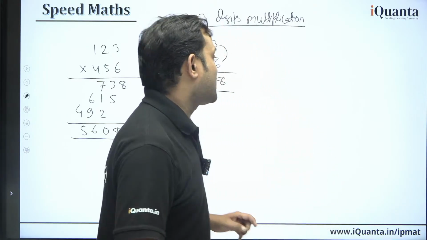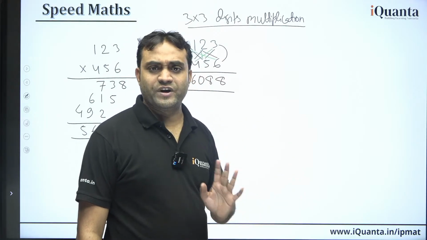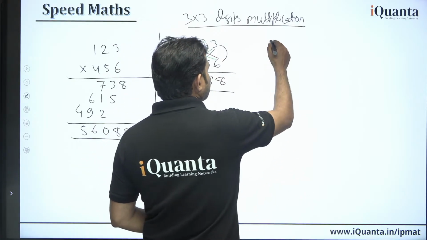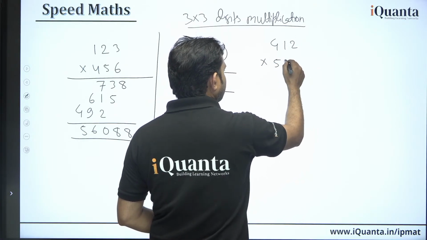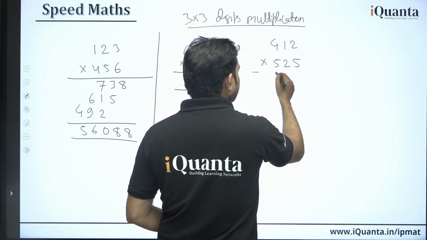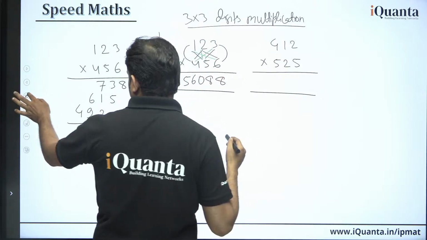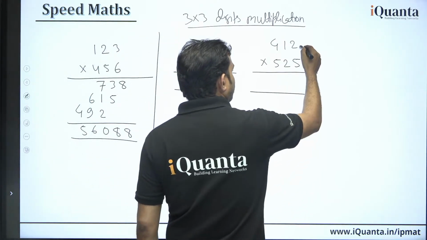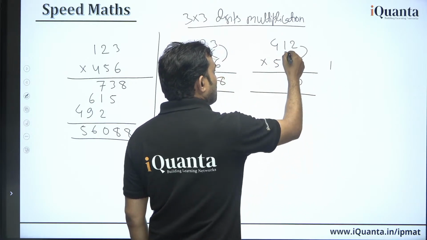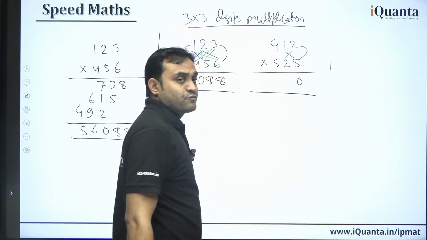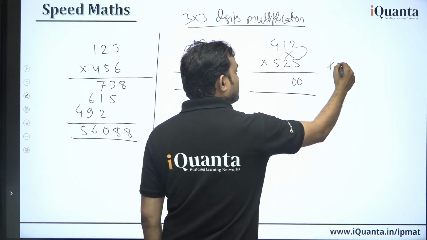Now, let's try another example. If you have any confusion here, just wait a few minutes. Let's try another calculation like 412 into 525. So, again, how do we do this calculation? 2 into 5 is 10, carried forward 1. 1 into 5 is 5, 2 into 2 is 4. 5 plus 4 is 9, plus 1, it's again 10, carried forward 1.